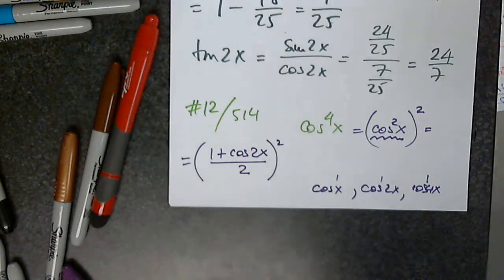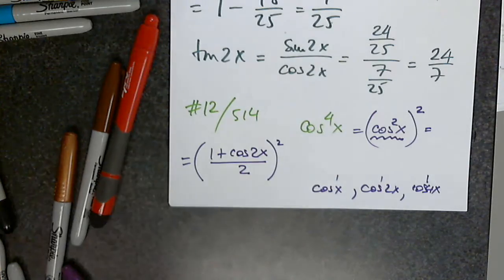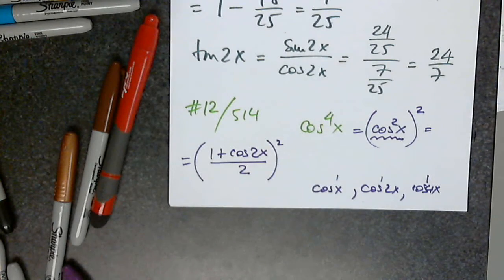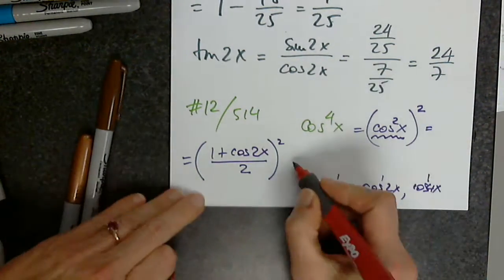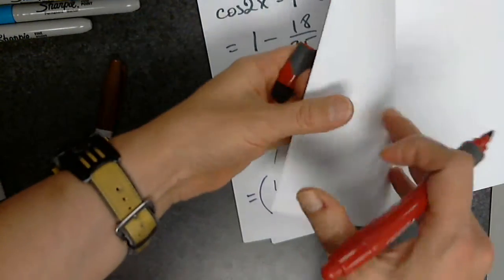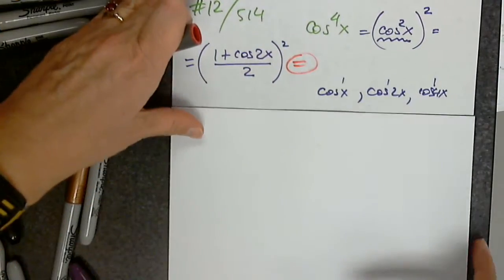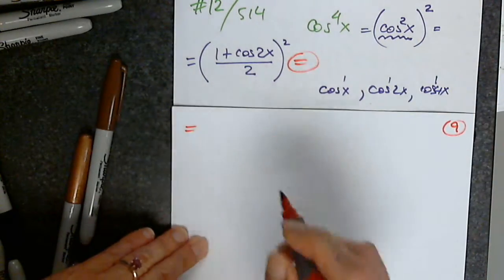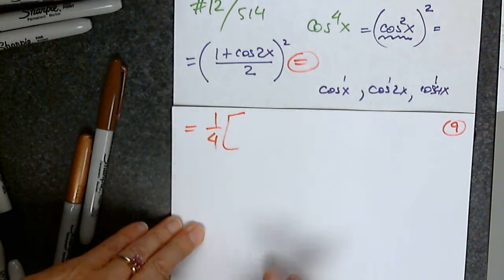And that's what I did. But I had to split cosine to the 4th into cosine squared and cosine squared, or cosine squared to the 2nd power. And then I replaced cosine squared by 1 plus cosine twice x over 2. Now I will square this because I have no other choice. I have to move to the next page, sorry. Okay, that's my page 9. I have to square the top, and I'll have to square the bottom, but I'm going to put 1/4 in front so I don't have to mess with that.